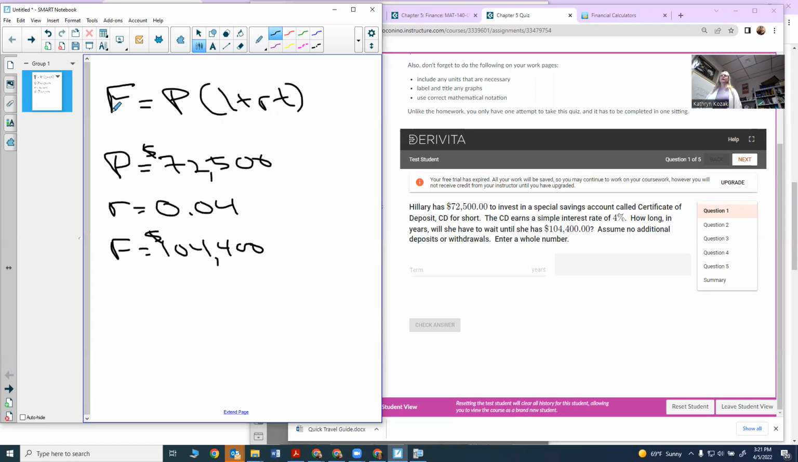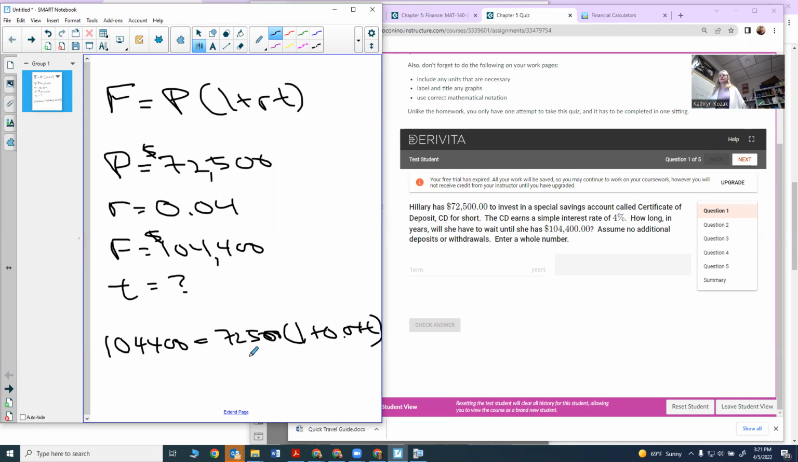I'm looking up here, I've got an F, a P, an R, and a T. So I'm going to write down all those letters. And then I notice T is the only one I don't know. So T is the one I want to find. I'm going to put all my numbers in where they're supposed to go. And then I've got 1 plus 0.04 times T.